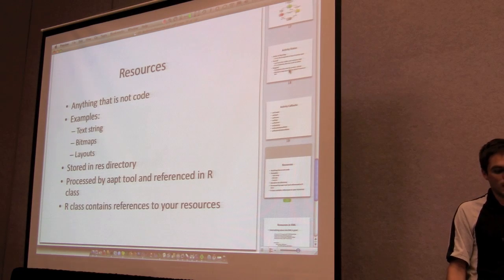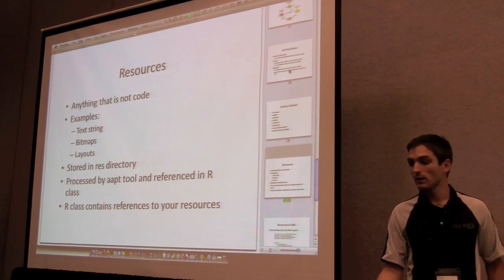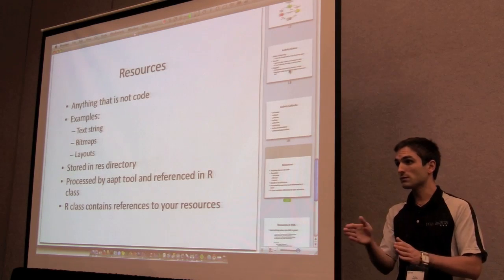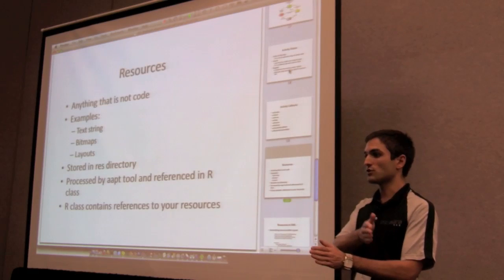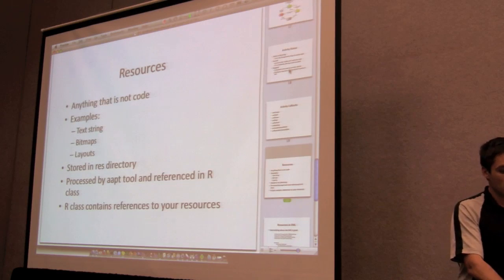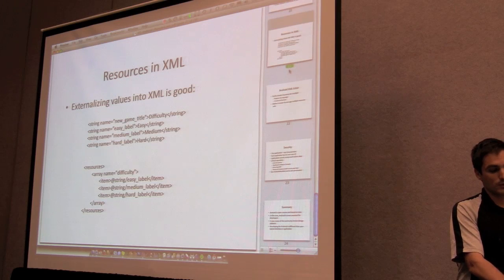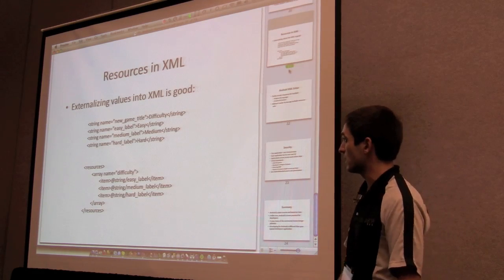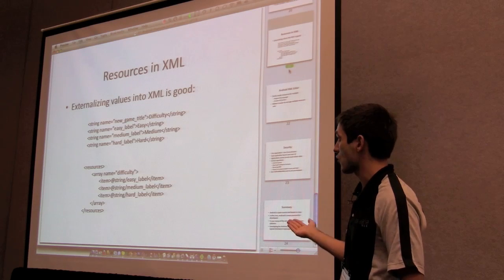Resources, we talked about that. Everything is a resource. They're stored in a resource directory, and then that R class that makes the transition from Java to resources is automatically generated by the tools. So you don't need to worry about it. This is an example of various resources, what that XML looks like. So I have strings, I have arrays.